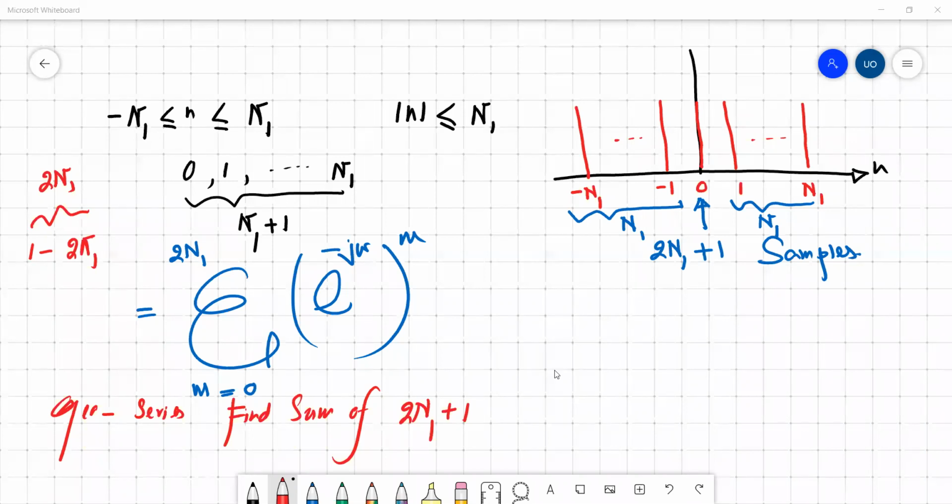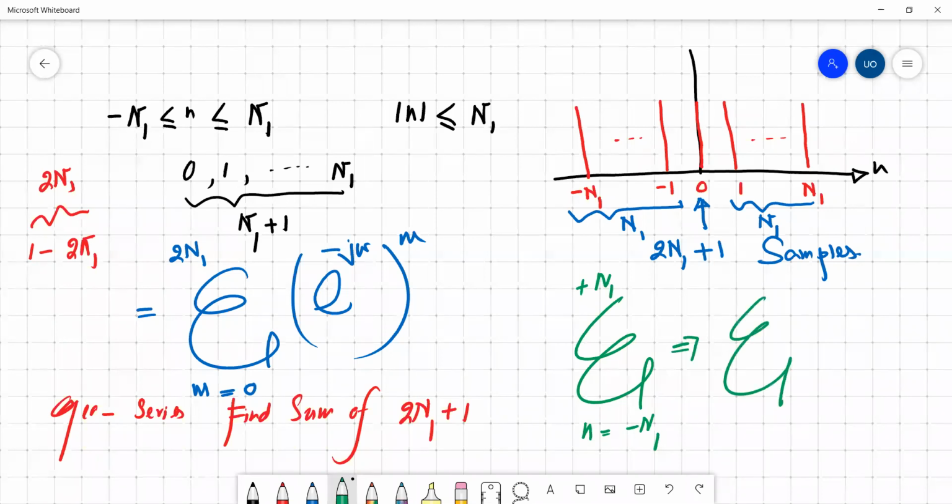Yes, why we put m is actually initially. So initially actually you have a double-sided sequence, minus N1 to plus N1. So if it is a double-sided sequence, you have to treat it as two sequences. So you have to split this like this.